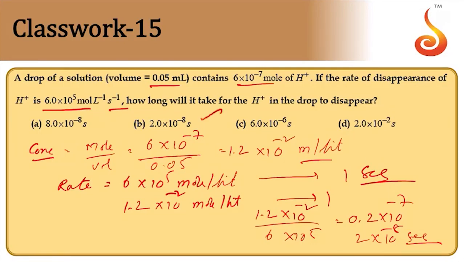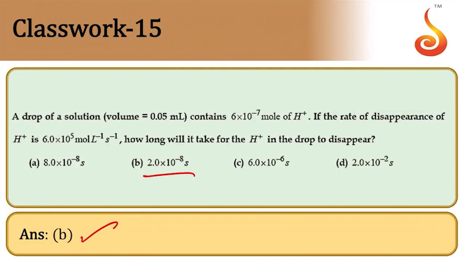They are given the volume of the drop as well as the number of moles of hydrogen ion. The rate of disappearance of H plus is given to us in terms of mole per liter per second. How long will it take for H plus to disappear? First we found the concentration of the drop, in mole per liter, and then the rate is given as 6 into 10 to the power of minus 5 moles per liter per second. Therefore, this much concentration disappears in how much time? We cross multiplied and got the value. So option B is the answer.